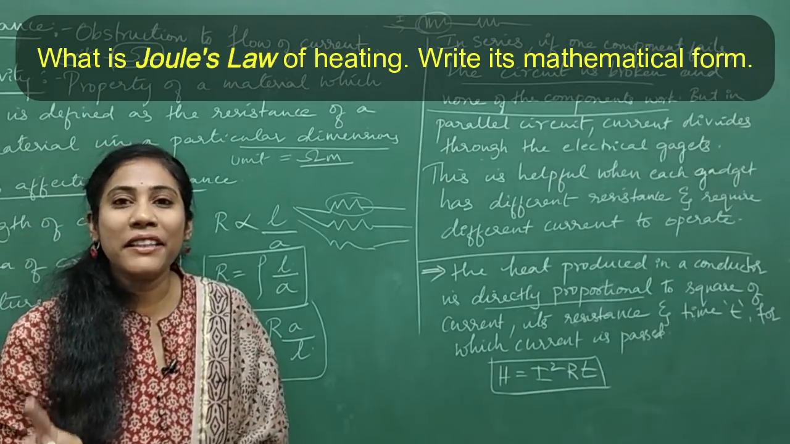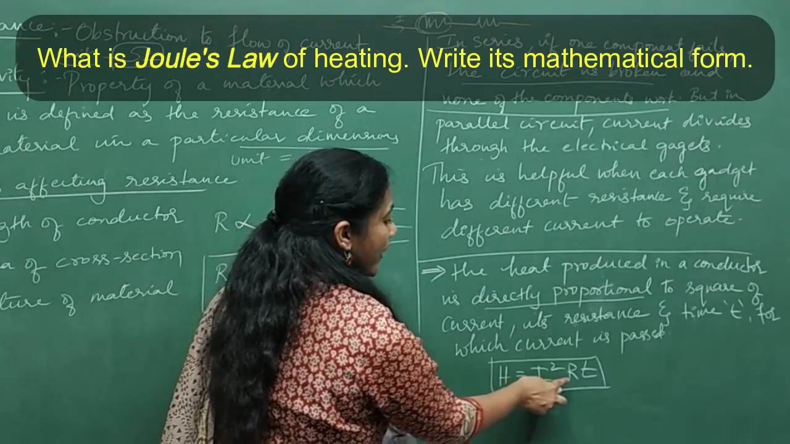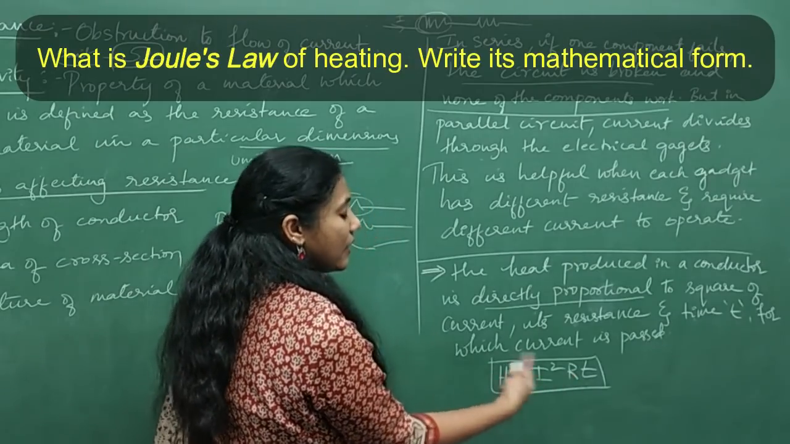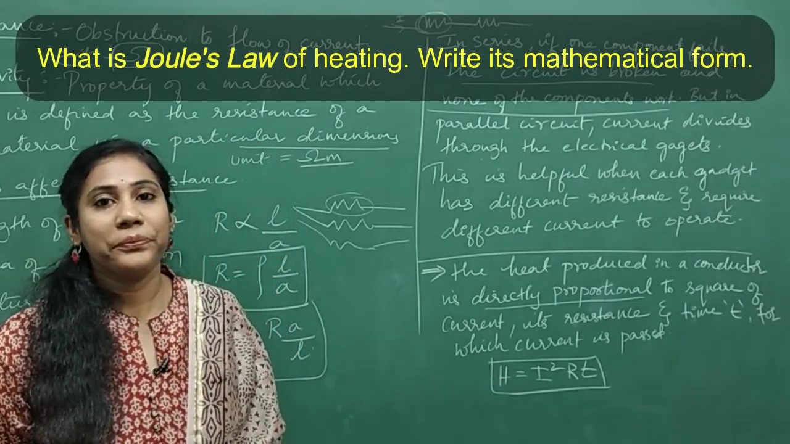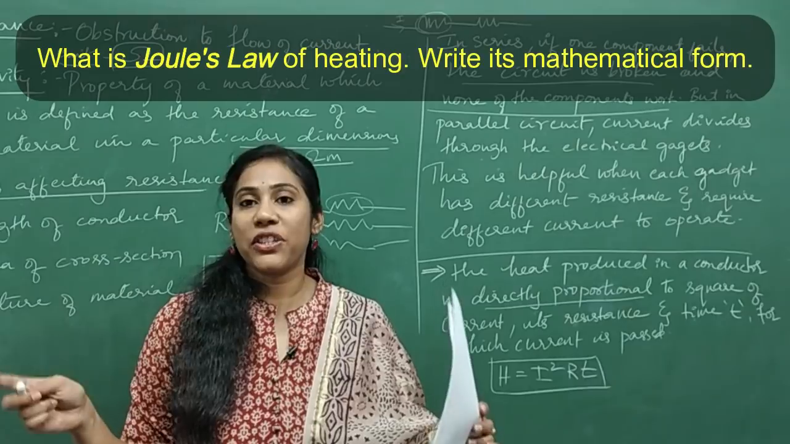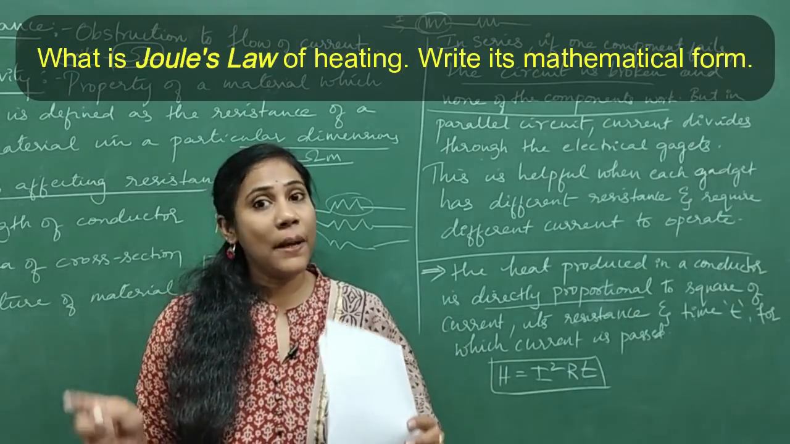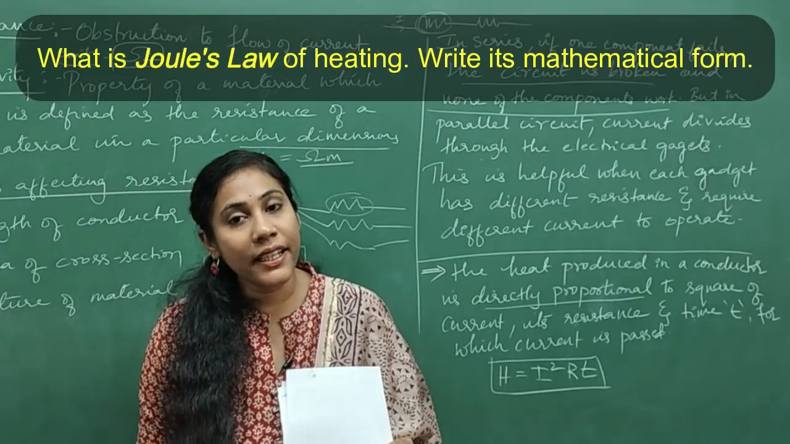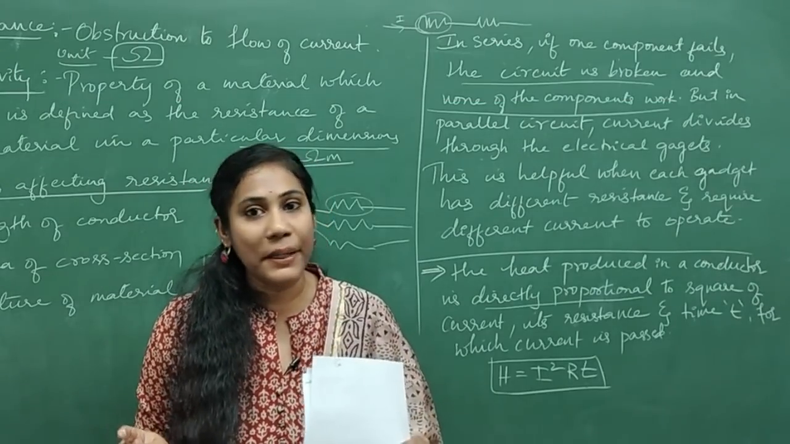And write its mathematical equation, they asked you. So H is equal to I squared RT, where I is current, R is resistance, and T is time. Okay, so these are a few theoretical questions that can be asked from the chapter electricity, and from the chapter compulsorily, for 3 marks or 4 marks numericals can be asked.